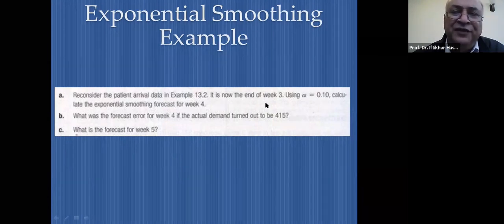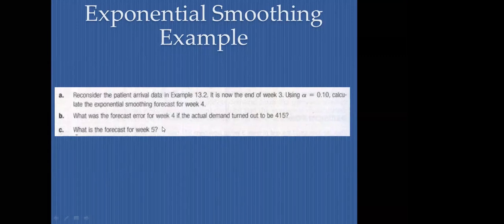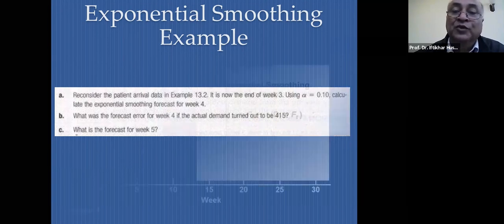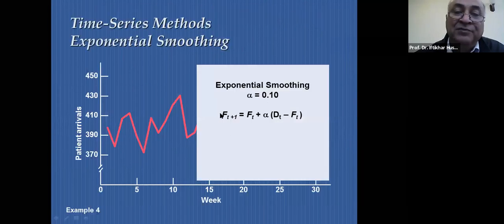It is now the end of week 3. Using alpha equals 0.10, calculate the exponential smoothing forecast for week 4. What was the forecast error for week 4, if the actual demand turned out to be 415? What is the forecast for week 5? So almost the same example, but here we are using exponential smoothing with the value of alpha. What is alpha? That is the exponential smoothing factor. So the exponential smoothing factor alpha is 0.10, as mentioned.